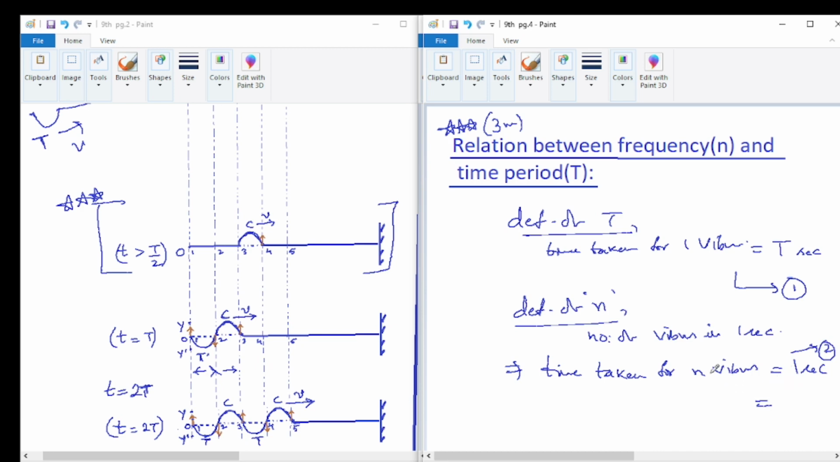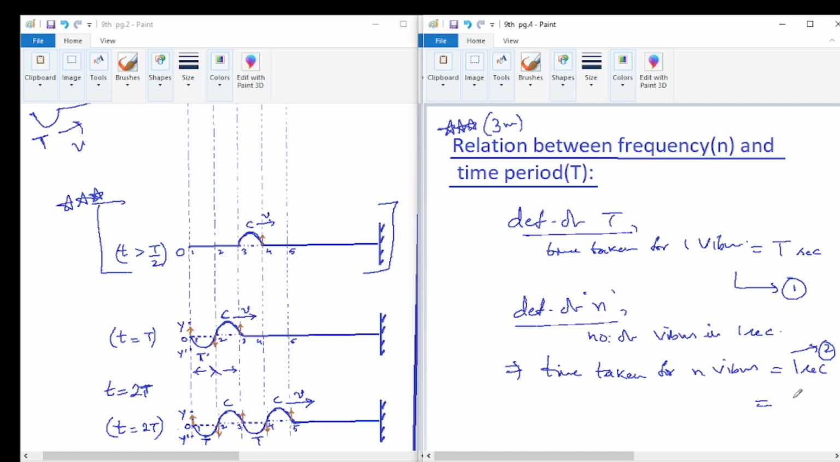So now, what is the time taken for one vibration? T seconds. Next vibration again, time taken will be another t seconds. So what is the time taken for 2 vibrations? t plus t. Observe this, it's very simple. Time taken for one vibration is t seconds. Next one vibration again takes t seconds. So time taken for 2 vibrations is t plus t, 2t seconds. Time taken for 3 vibrations will be t plus t plus t, 3t seconds.